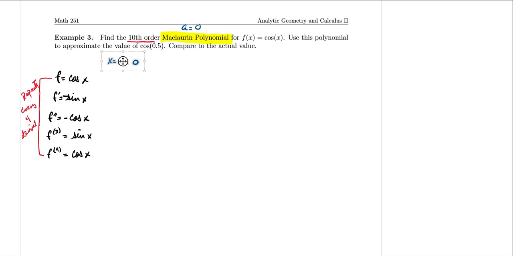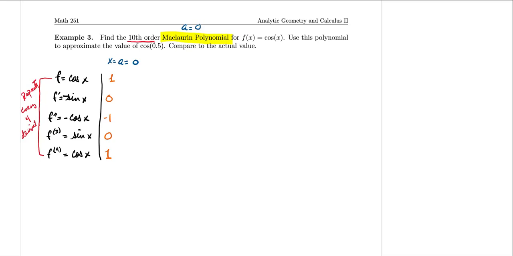So let's see, evaluating all of this at a equals 0, we're going to get the following: cosine of 0 is 1, negative sine of 0 is 0, negative cosine of 0 is going to be negative 1, then back to a 0 and back to a 1. Okay, so this one here is giving us a nice pattern, because there's a couple of zeros that are going to be showing up every now and then. So let's see, what would be the polynomial approximation then that's 10th order?